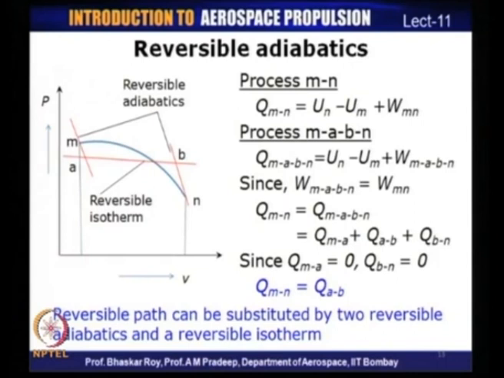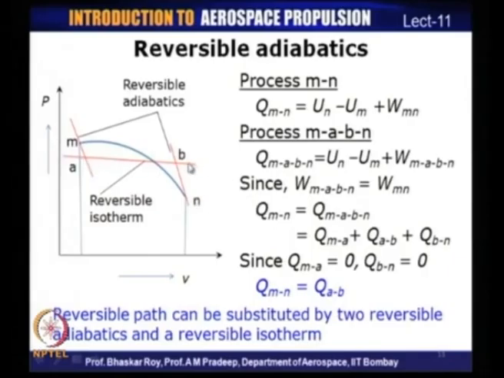Now, for the reversible process M n, from the first law we have Q_Mn, which is the heat transfer during the process M n, equal to U_n minus U_m plus W_Mn. Here U_n and U_m are the final and initial internal energies of this particular process, and W_Mn is the net work done by this process. So, this is as per the first law. Now, since we are saying that we can replace it by two reversible adiabatics and a reversible isotherm, let us look at the path M A B n.